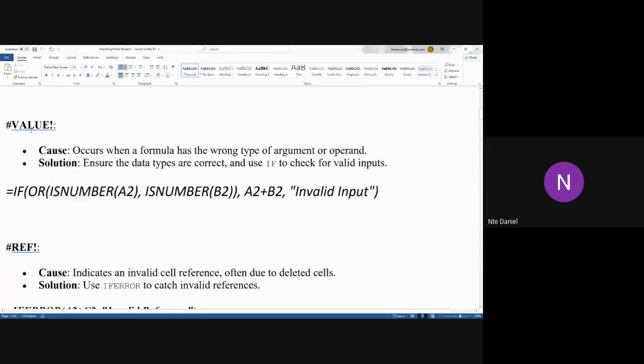Now, the third one here is the VALUE error. Again, it's a very popular error. We tend to see this a lot. What is the cause of this error? It occurs when a formula has the wrong type of arguments or operands. What is the solution? Ensure the data types are correct. Use IFs to check for valid inputs.